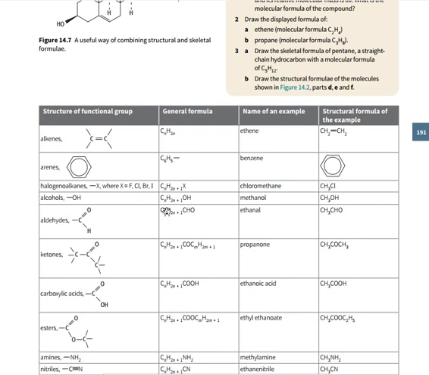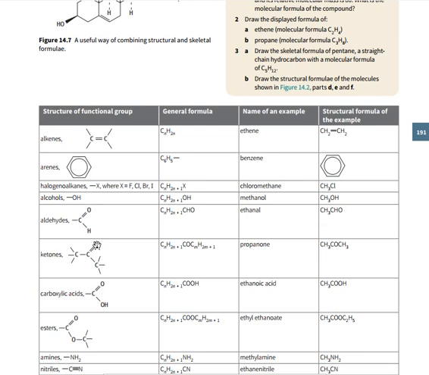We have alcohol. The general formula is CnH2n+1, that's an alkyl group, plus the OH. An example is methanol, CH3OH. We have aldehyde. The functional group is CH double bond O, then H. The general formula is CnH2n+1CHO, where this part is the alkyl group attached to this molecule. An example is ethanal, CH3CHO.